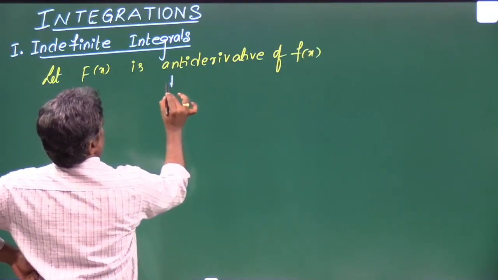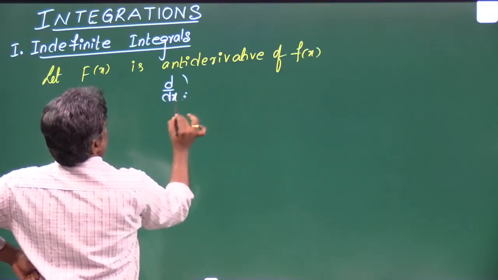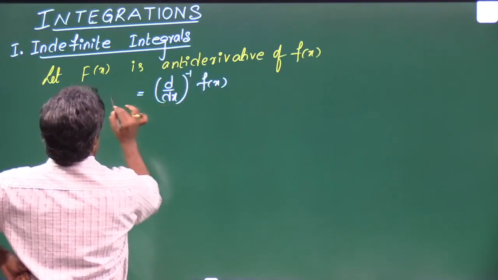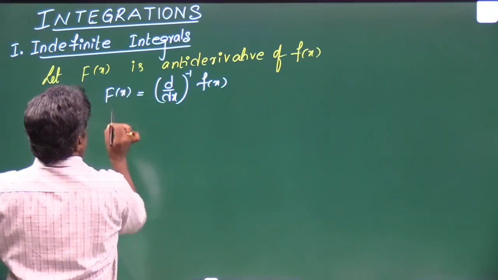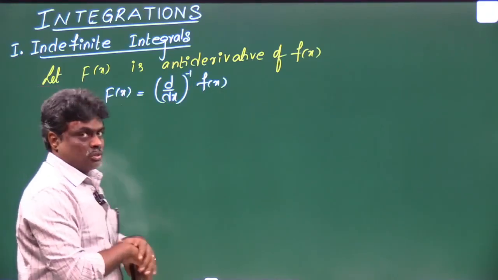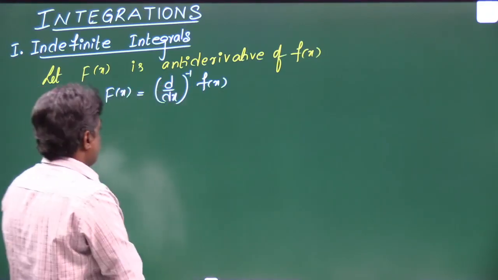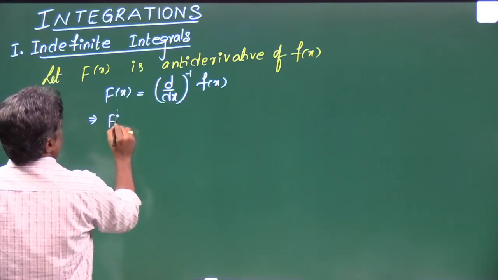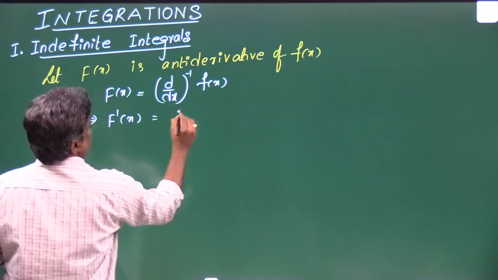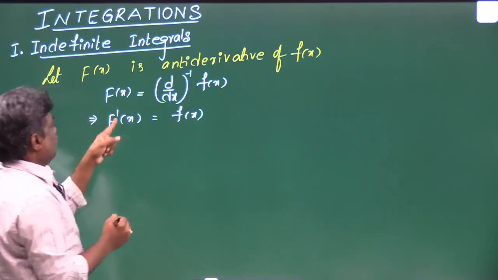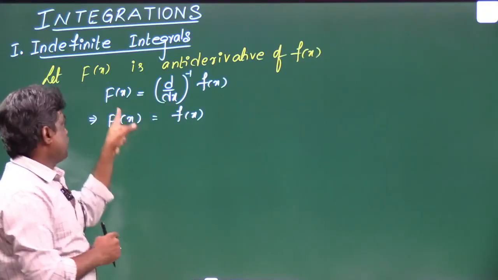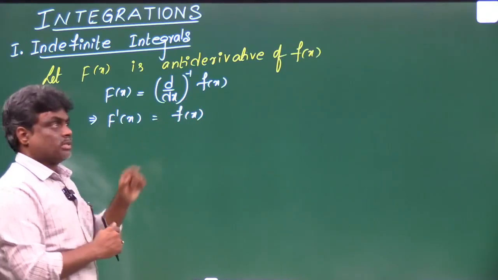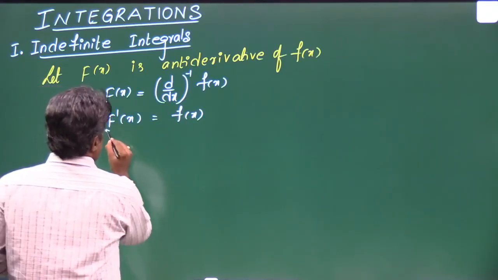Let us represent this operator with d by dx inverse of f of x. This is the capital F of x, that means capital F of x is the antiderivative of small f of x. We can rewrite this as capital F dash of x equal to small f of x. If you differentiate on both sides, you get d by dx of capital F of x is nothing but small f of x.